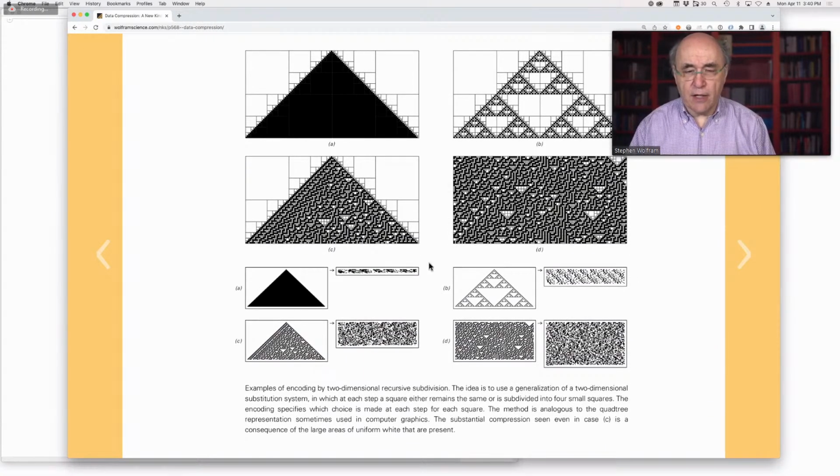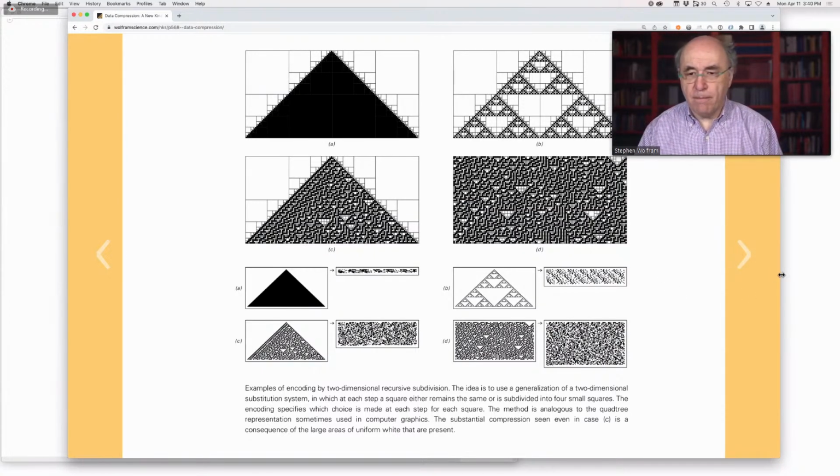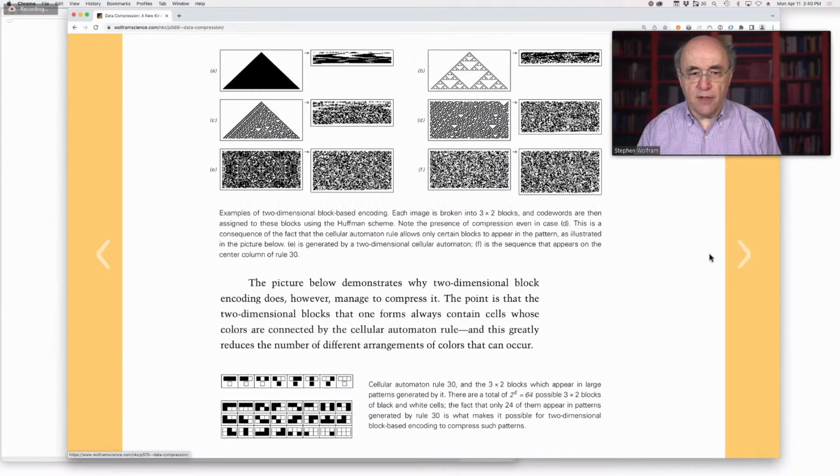And so again, we can look at what that does for compression. In this case, we're succeeding in compressing primarily because these white areas are easy to compress. So that's just yet a different compression method.